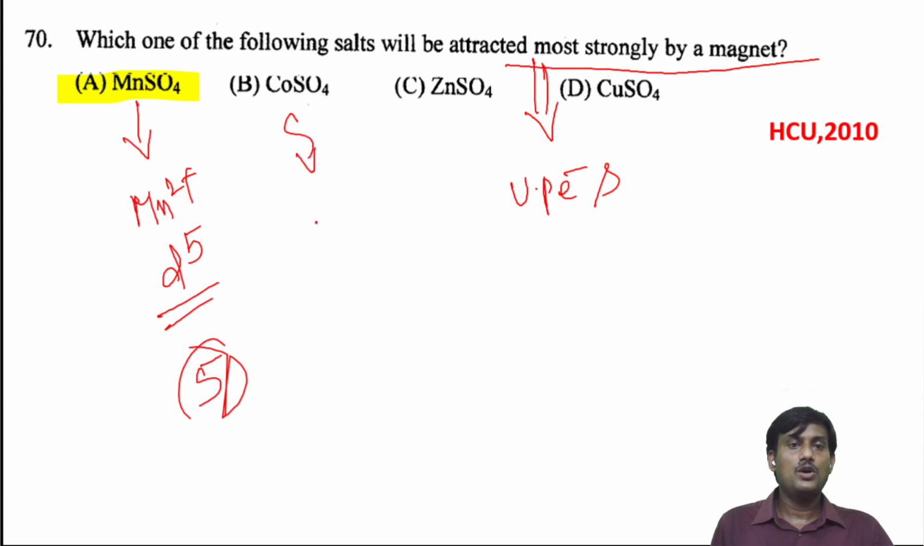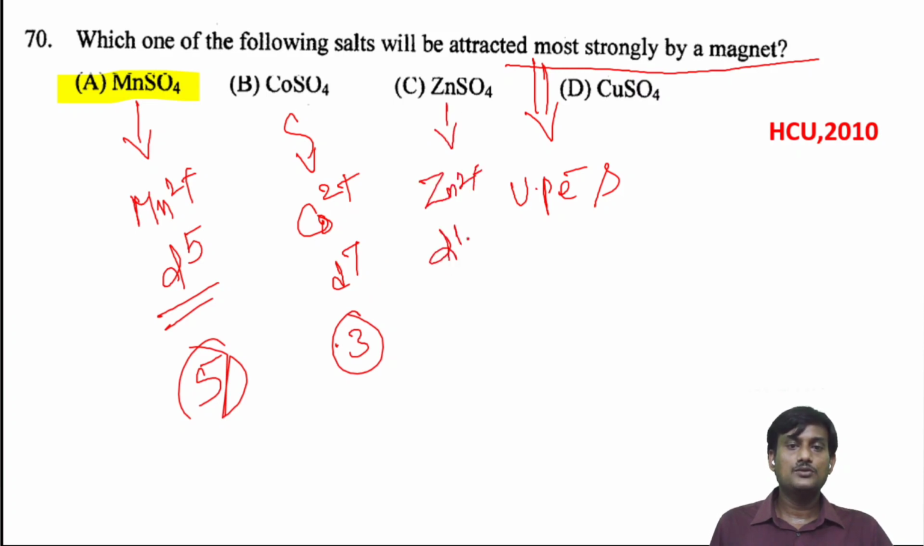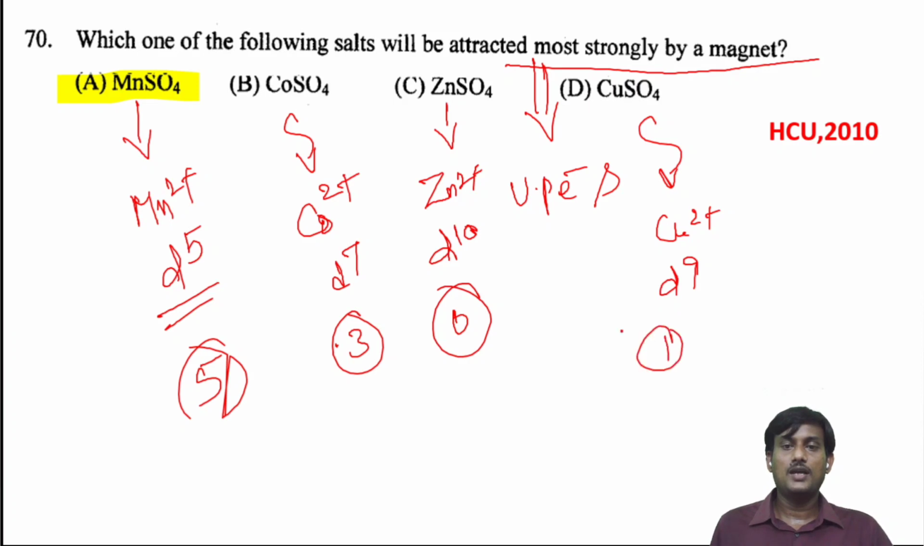Here, cobalt 2 plus, it's a d7 electronic configuration. So it has 3 unpaired electrons. Zn2 plus is a d10 electronic configuration. It has 0 unpaired electrons. Cu2 plus is a d9 electronic configuration. It has 1 unpaired electron. So MnSO4 has the largest number of unpaired electrons. It will be strongly attracted by the magnet.